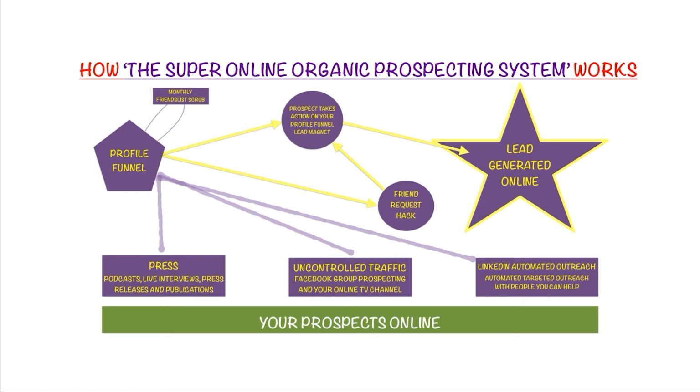Ultimately, once somebody visits your profile funnel, they're given two options, and we're sucking them to our profile funnel using Press, uncontrolled traffic, and our LinkedIn automated outreach. Once they come to our profile funnel, they're given the option to take action on our profile funnel, which is ultimately what we want them to do, or they can choose to connect with us, to talk with us, right? So that they can learn more probably. And guess what? Then we can direct them to that low ticket offer that we're promoting on our profile funnels, and then we can turn them from a prospect into a lead.